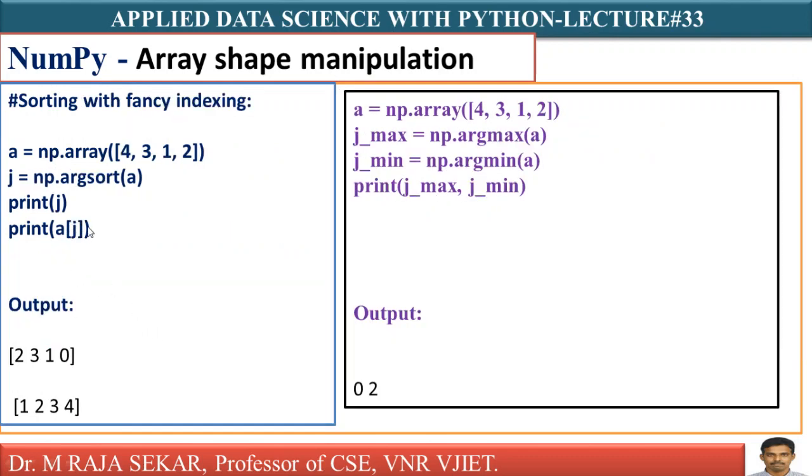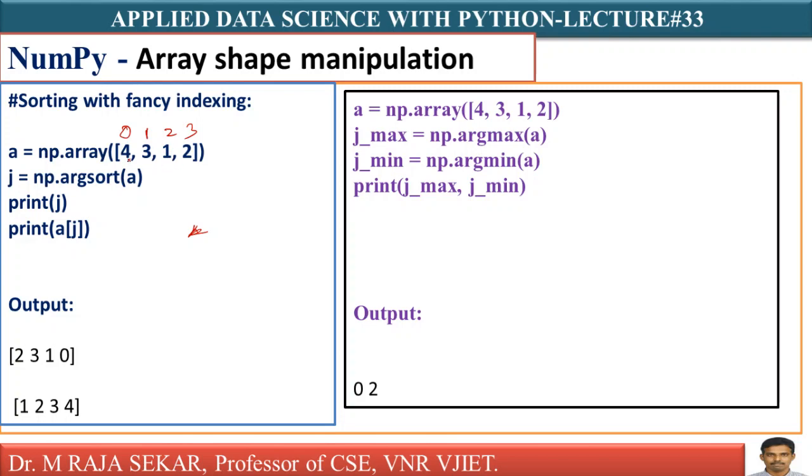What it says here is sorting with fancy indexing. What does it mean? It is simple and straightforward. Just see, this is the array 4. What is the index of 4? 0. What is the index of 3? 1. What is the index of 1? 2. 0, 1, 2, 3. np.argsort: argument sort means it will keep indexes in a particular order, sorted order. It is something like that.